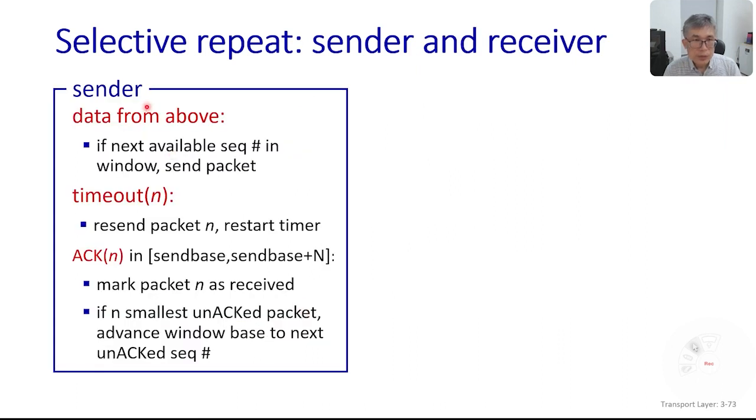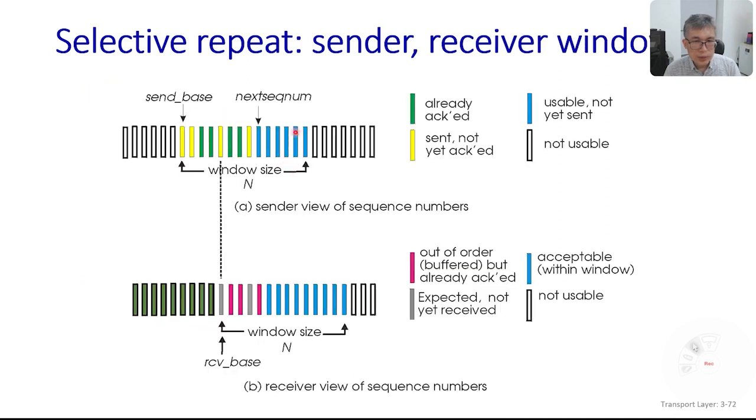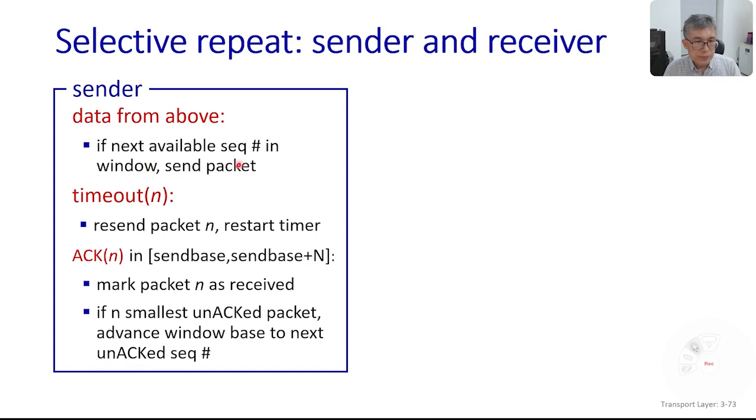So let's take a look at sender and receiver behavior in selective repeat. The sender, okay? Data from above: if the next available sequence number is within the window, send the packet with this sequence number. Timeout N: packet N is retransmitted, and the timer is restarted. Acknowledge N in the sender base to sender base plus N-1, because this is the window of size N.